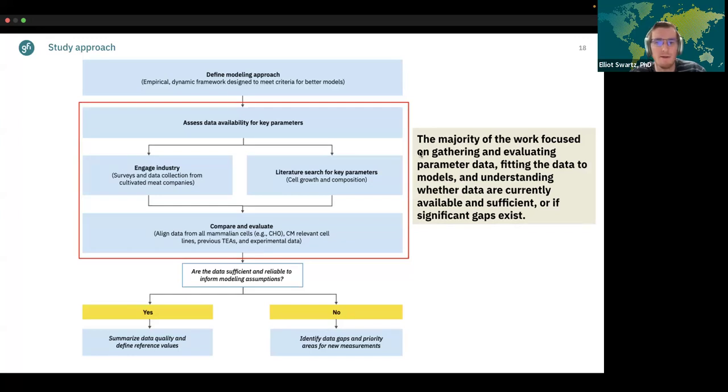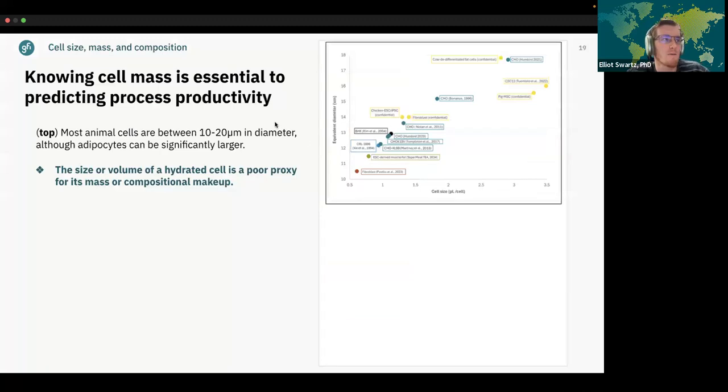So we'll walk through some of the major areas which we explored, starting with questions around cell size, mass, and composition. And going back to what Bert said about bioreactor volumetric productivity, really knowing the cell mass is going to be essential in order to predict process productivity. And so when you look at the literature, you actually find that most cells, single cells in suspension, tend to be spherical, and they also tend to be about 10 to 20 microns in diameter.